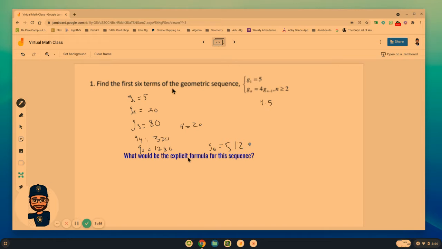Now the question becomes, how can we take all of that information and turn it into the explicit formula? Remember, the explicit just lets us generalize this formula so that I can find any term by taking the first term, which was 5, and multiplying by the common ratio raised to the power of n minus 1. So we can turn that recursive formula into an explicit formula, which allows us to find the 20th term without having to go through all of those steps.